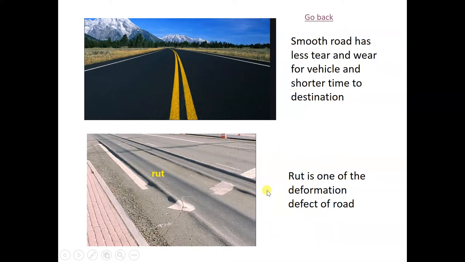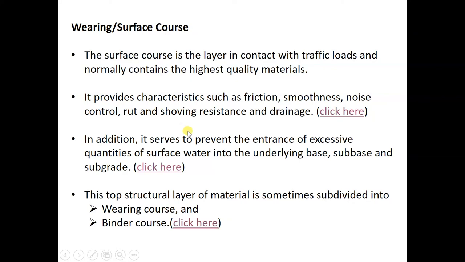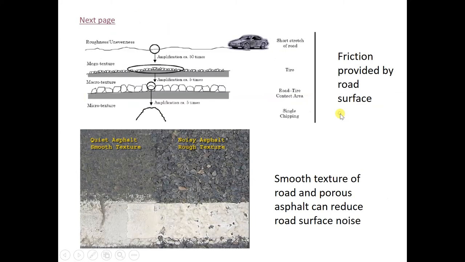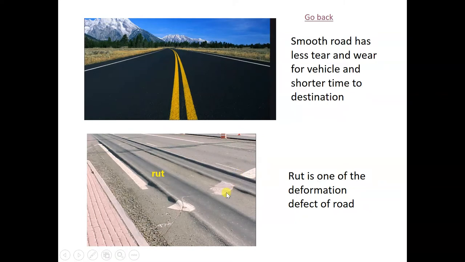Also the road, the asphalt, needs rut and shoving resistance and drainage. This road is badly rutted because of the wheel track, probably from really heavy trucks running along. These two depressions are the wheel tracks, the position of the tires. But generally, a good road provides a lot of rut resistance.